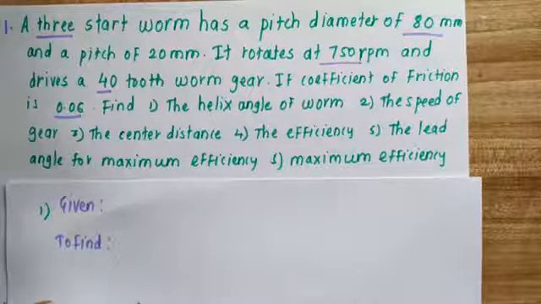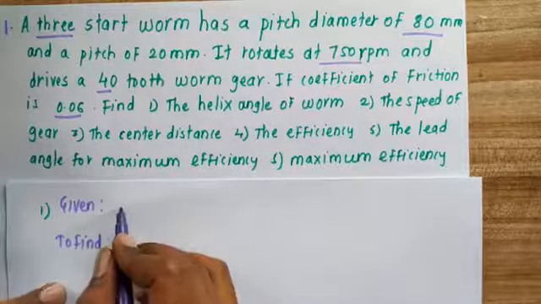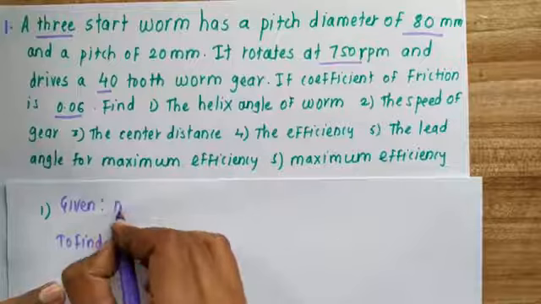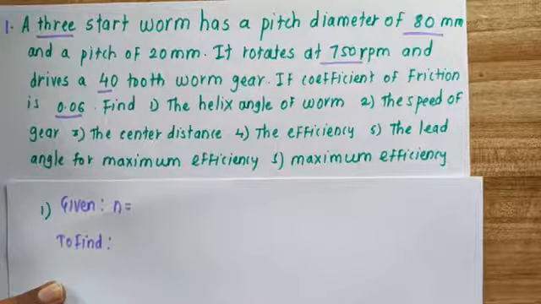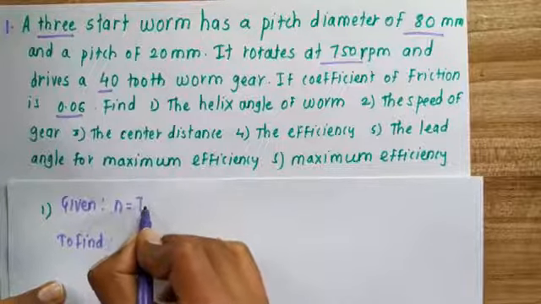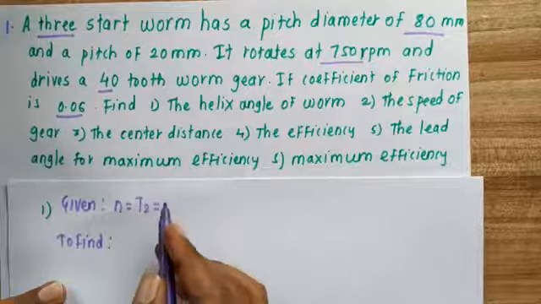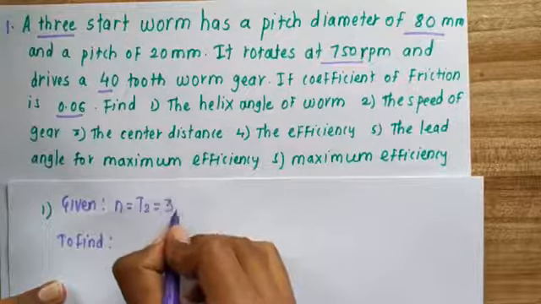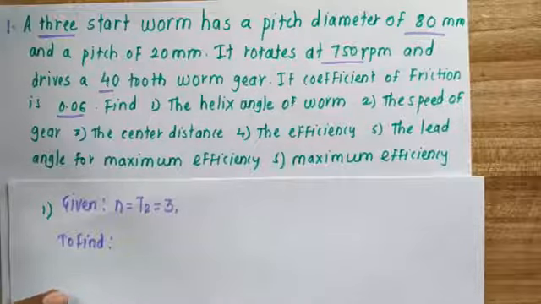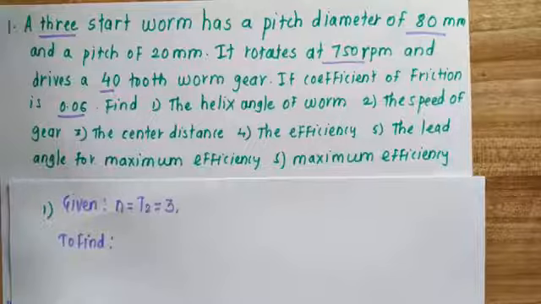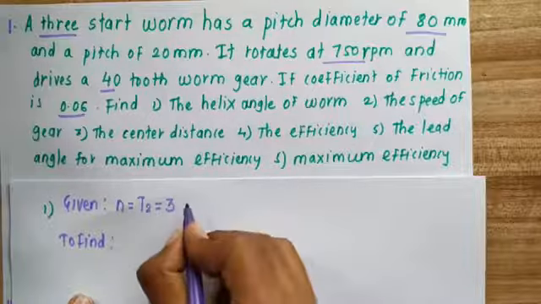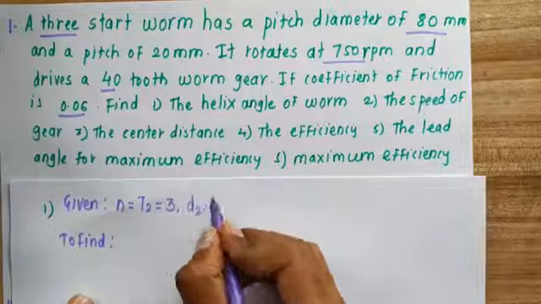A 3-start worm. Always remember for a worm, the number of starts, that is n, is equal to the number of teeth on the worm. So n is equal to t2, and as it is a 3-start worm, it is equal to 3. So our first given data is n is equal to t2 is equal to 3. Next, it has a pitch diameter of 80 mm. So d2 is equal to 80 mm.